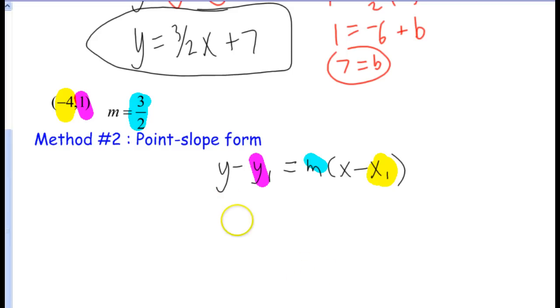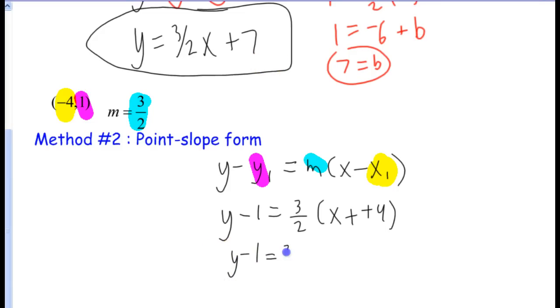But one thing that's nice about this method, once we plug it in: y minus 1 equals 3/2 times x minus -4, which is like boom, boom, plus 4. We now have our equation. That's the equation for the line. It's not in a nice slope-intercept form. If we wanted to put it in that form, we certainly could. Let's go ahead and do that just for fun.